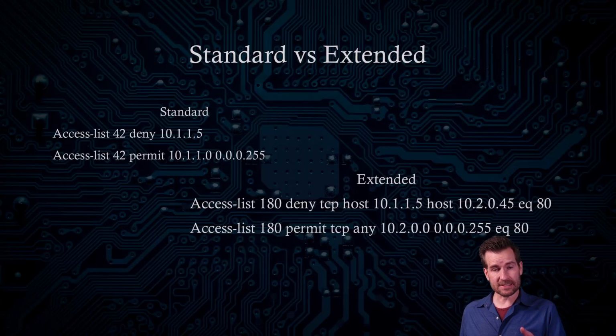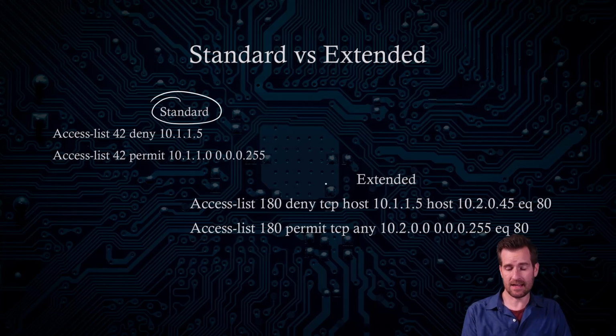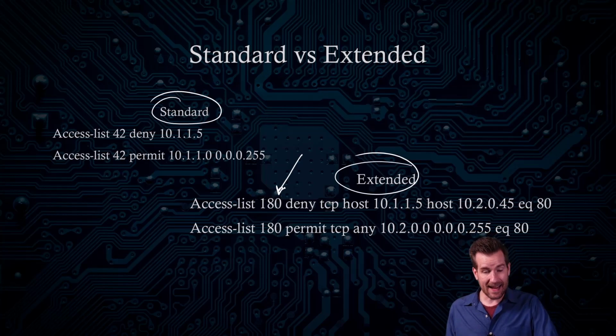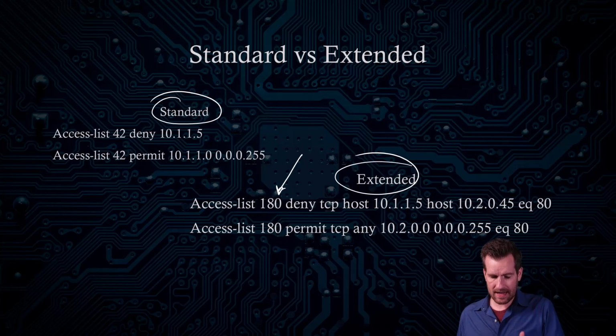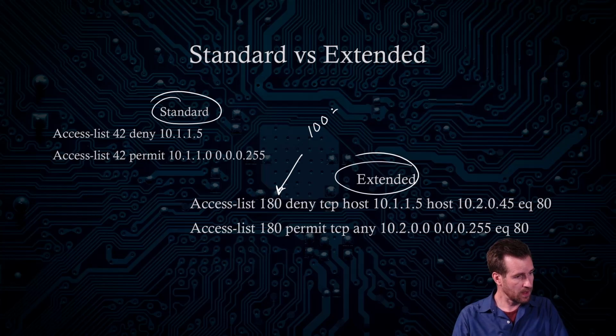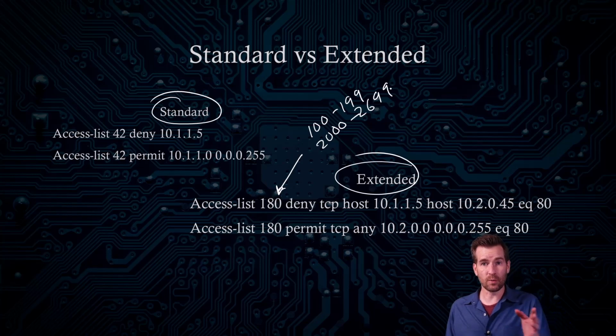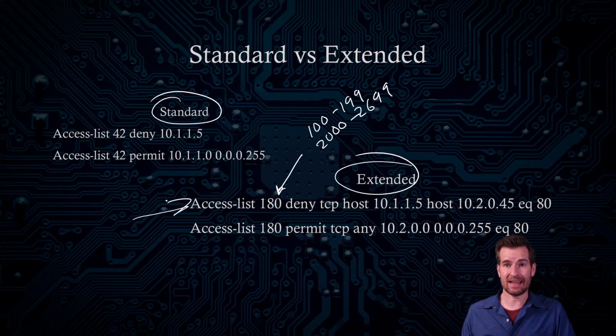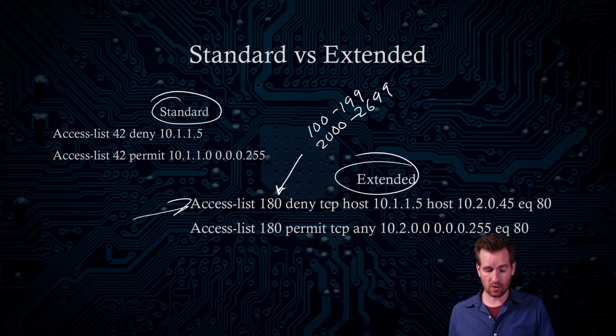One of the first differences we see when it comes to standard ACLs versus extended ACLs is the numbering. With a standard ACL, we have different numbers than what we would use with an extended ACL. An extended ACL is 100 through 199 or 2000 through 2699. So those are the ranges. If the number falls into those ranges, then we're dealing with an extended ACL. And the command is going to look a little different.